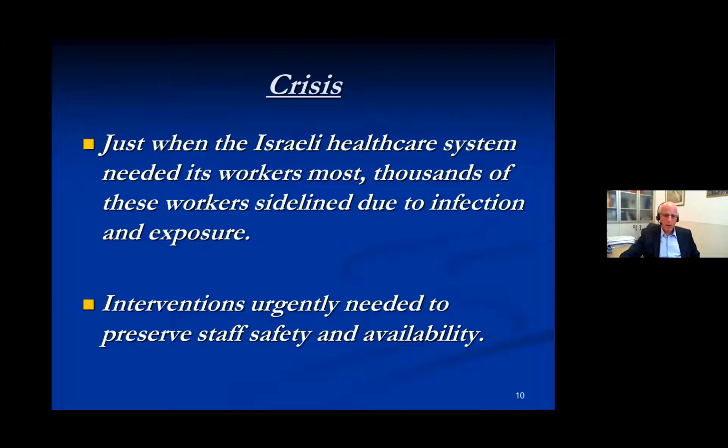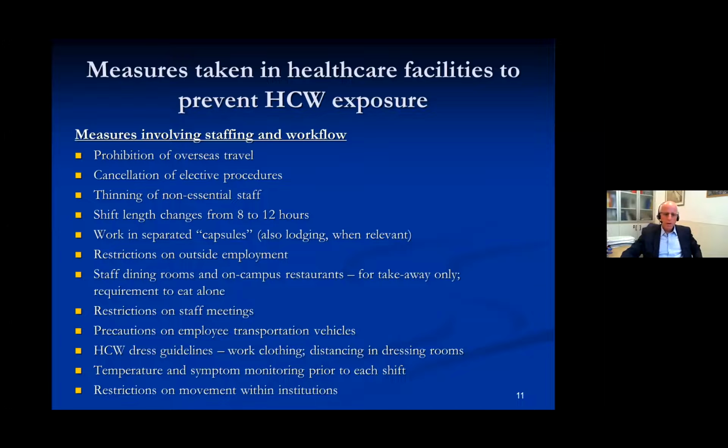So yes, I would characterize this as a crisis at that point, because just when the Israeli healthcare system needed its workers most, thousands of these workers were sidelined due to infection and exposure. So it's clear that interventions were urgently needed to preserve staff safety and availability. Here is a list of some of the measures taken in healthcare facilities to prevent healthcare worker exposure, divided over the next two slides into different categories. Many of these were taken at the national level, some at the institution level or the institutional type level.